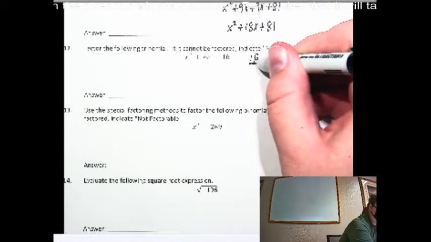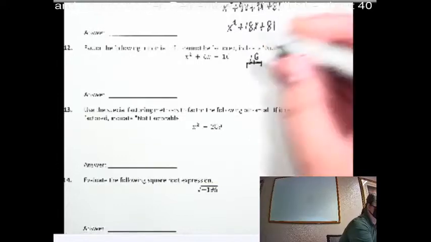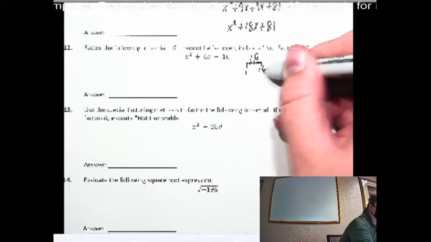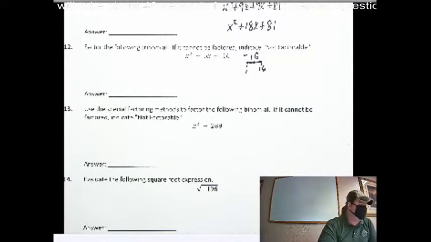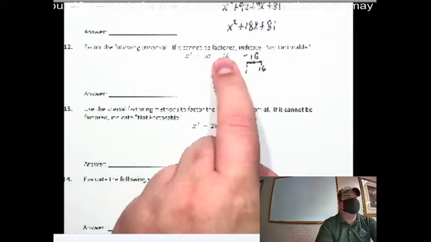Now we need numbers that will multiply together to get 16. Starting with 1 and 16, what else? Oh, and it needs to be negative, since this is negative 16.